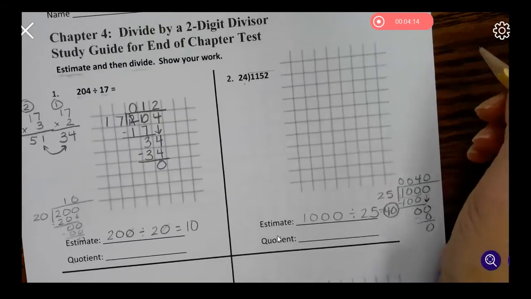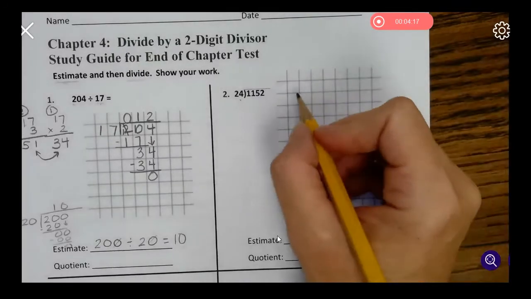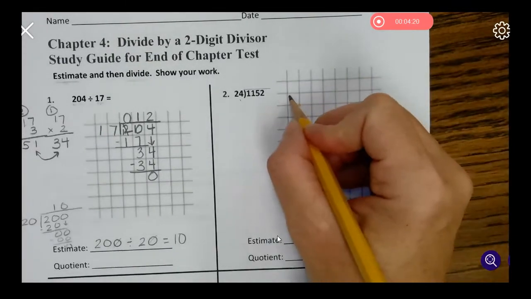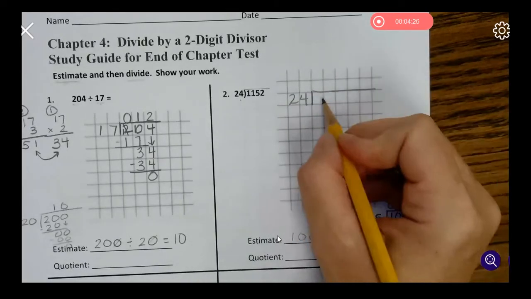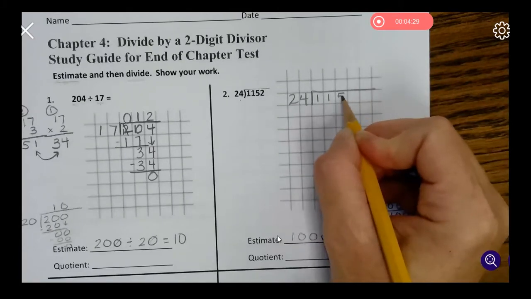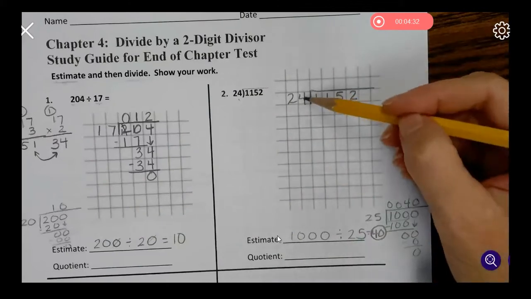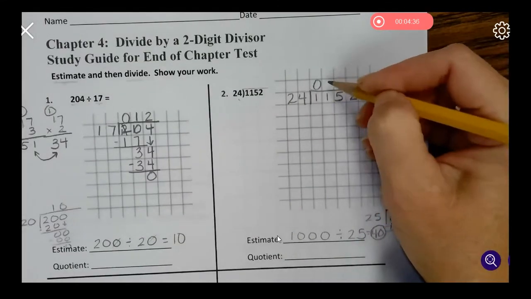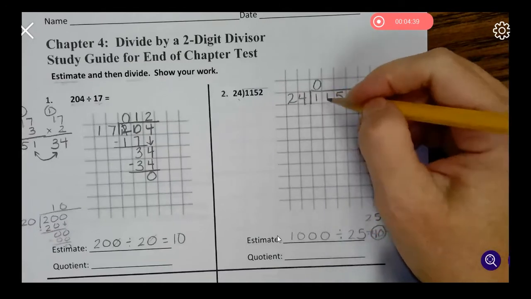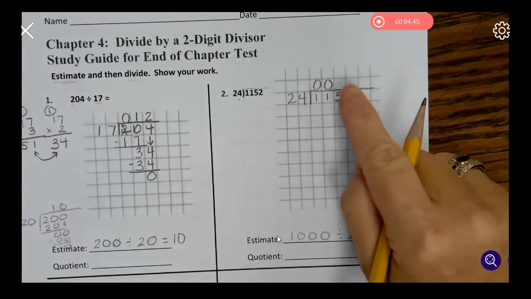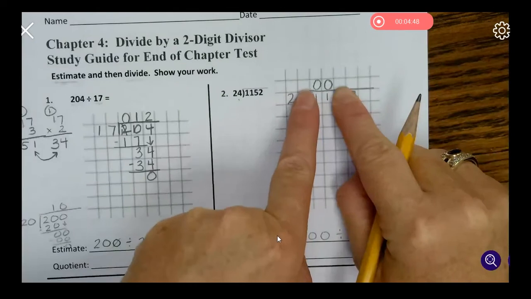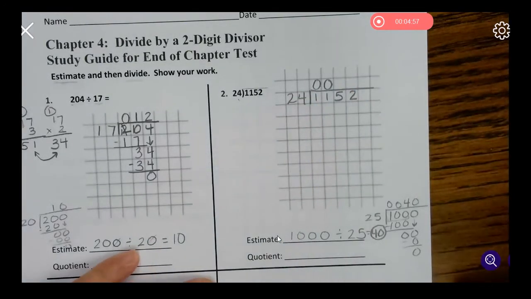All right, now we're being asked to solve it for real. Okay, so I have 24, and then I have 1,152. All right, 24 cannot divide 1. It cannot divide 11. It can divide 115. I'm going to cover up the 5 and cover up the 4. 2 is able to divide 11 5 times. So I'm going to multiply by 5 first to see if that works.